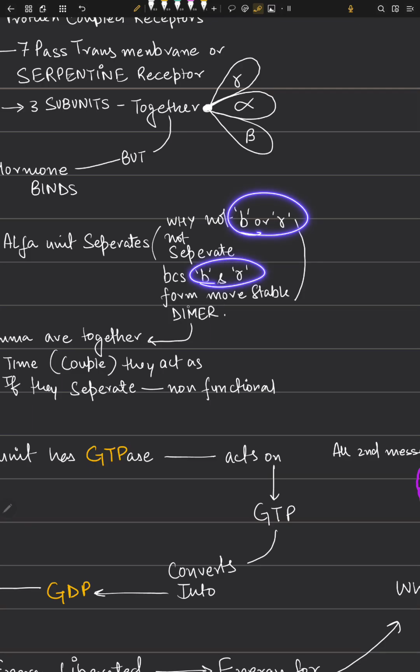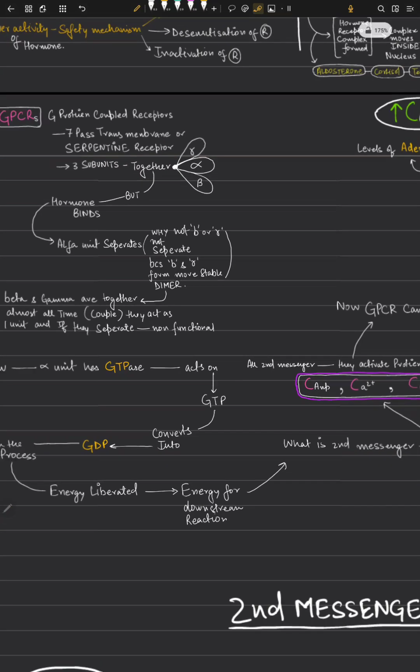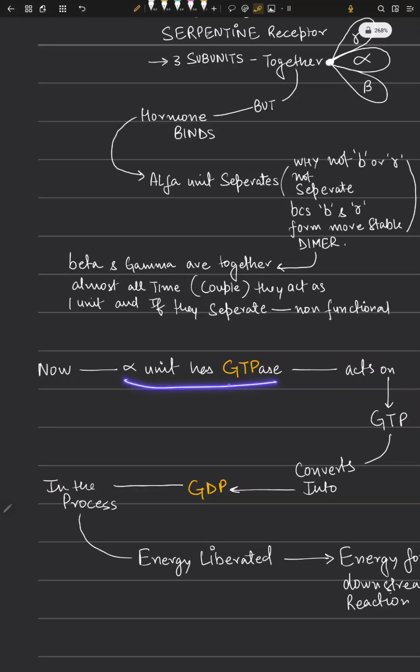Because beta and gamma form a more stable dimer together, and they are together almost all the time. They're like a couple. They act as one unit. If they're separated, they're non-functional. So the alpha unit has GTPase itself.